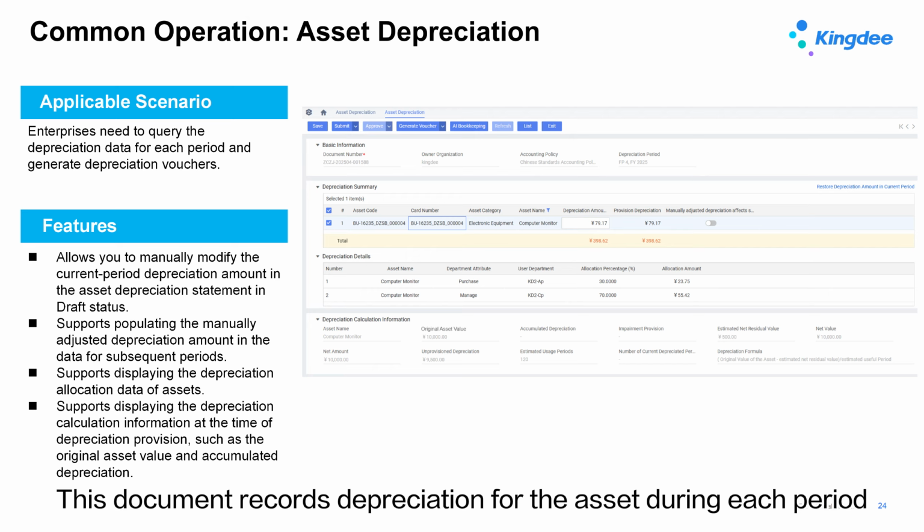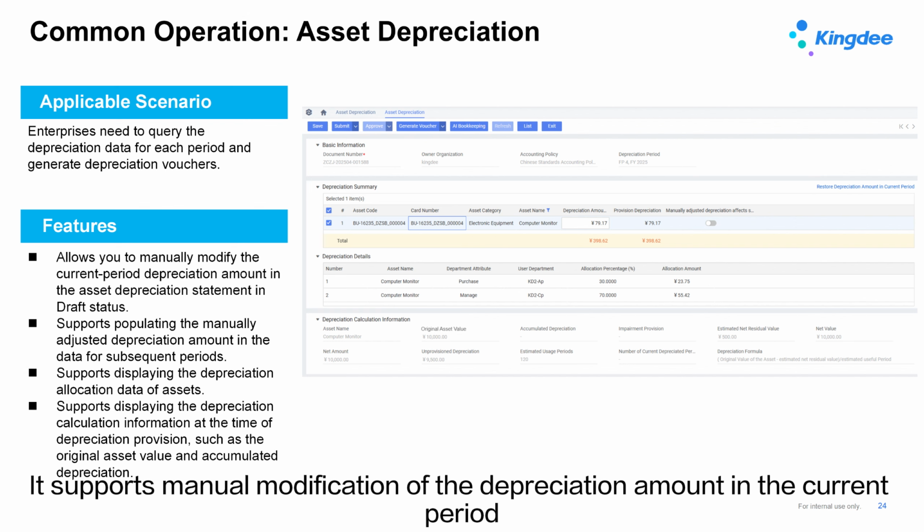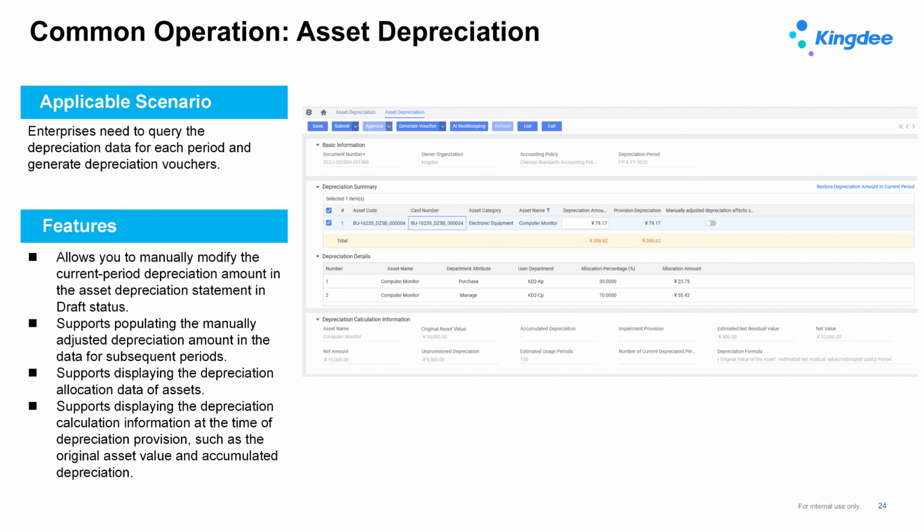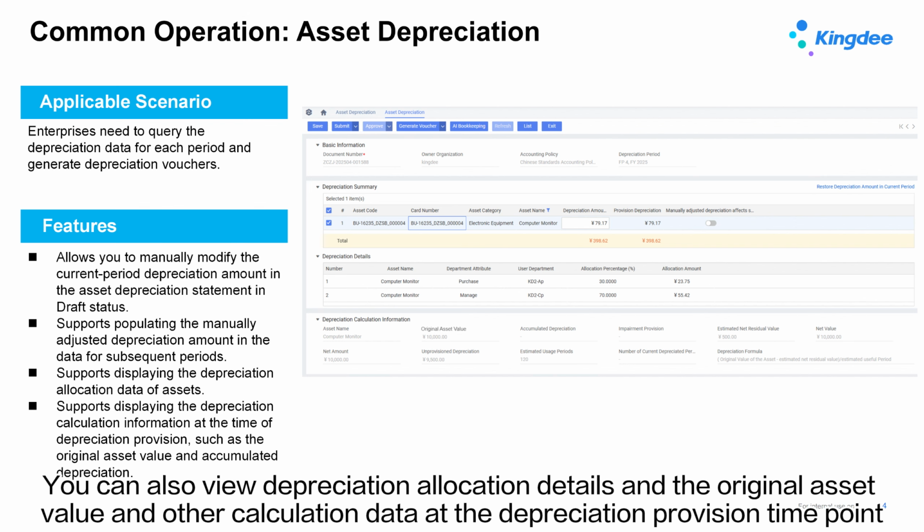This document records depreciation for the asset during each period. It supports manual modification of the depreciation amount in the current period. You can also view depreciation allocation details and the original asset value and other calculation data at the depreciation provision time point.